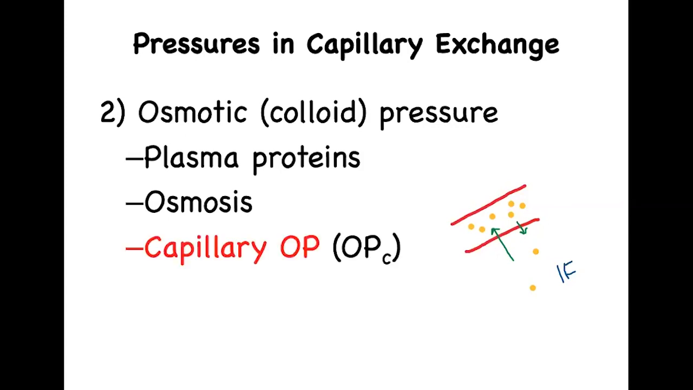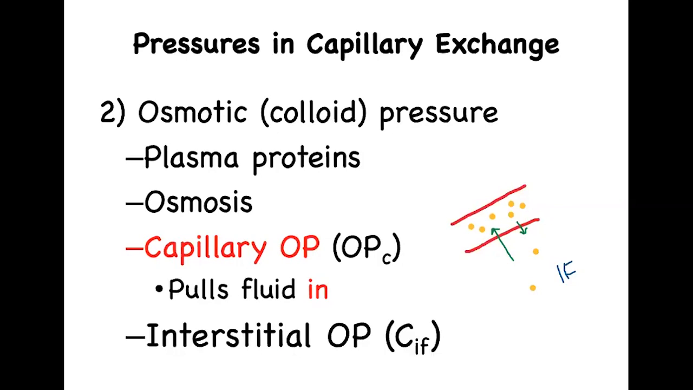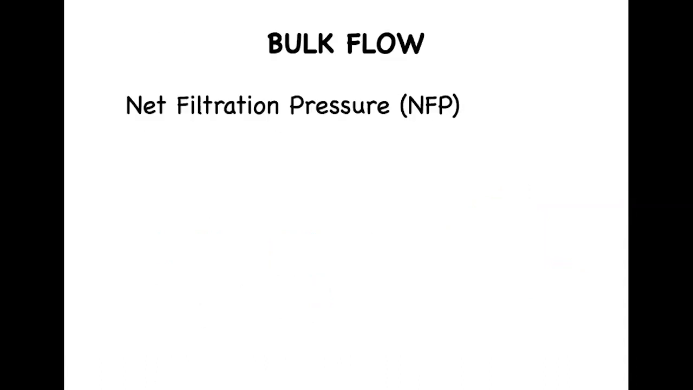Let's look at the two types of osmotic pressure. First, the capillary osmotic pressure, and we're going to use a subscript C here with the abbreviation OP. This is going to pull fluid in. And the interstitial osmotic pressure, or IF, which is going to push fluid out. What determines the direction of bulk flow is the pressure.